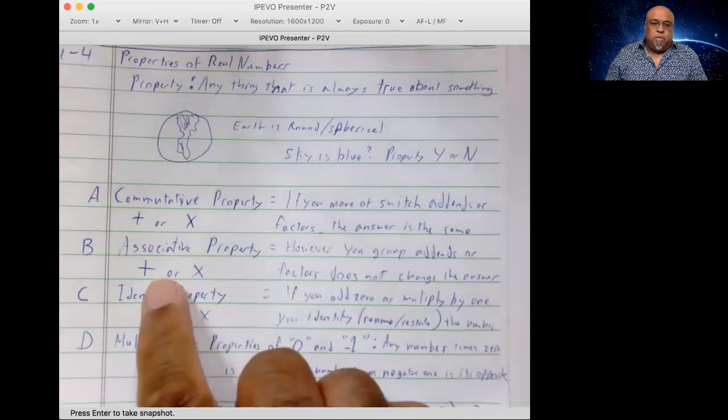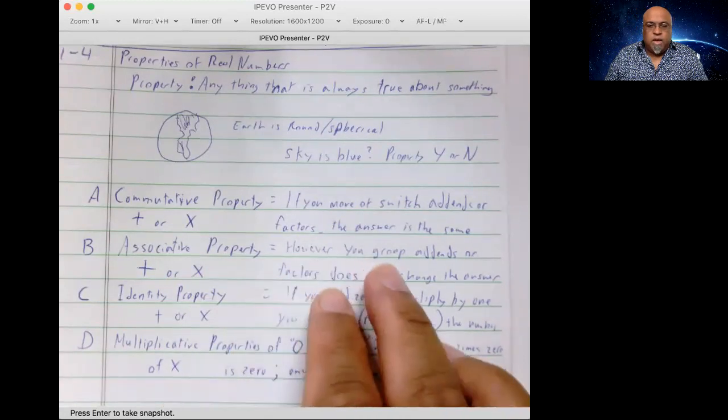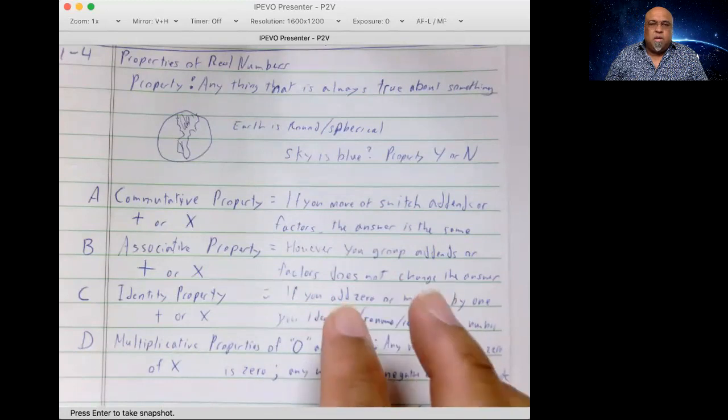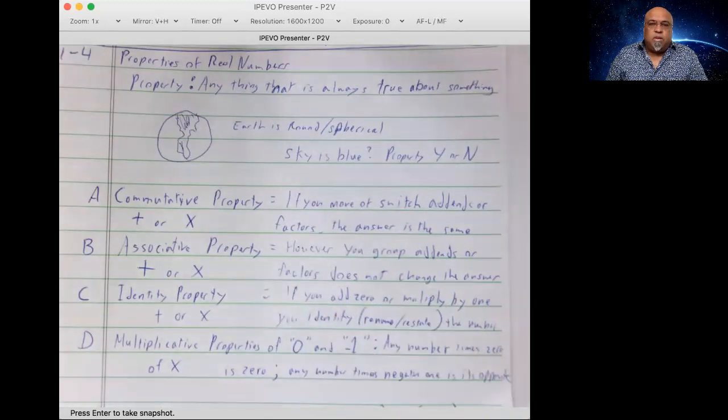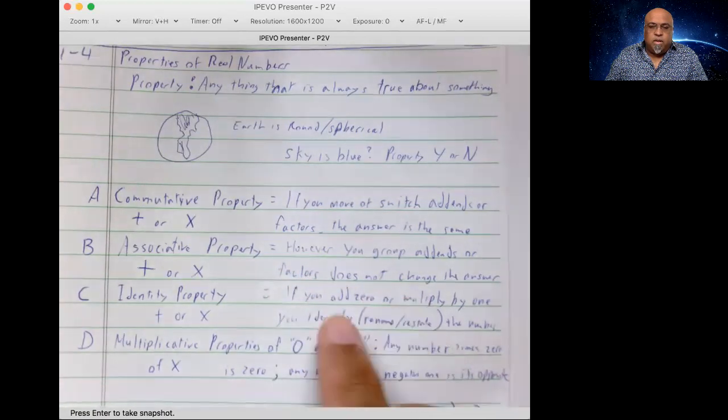Okay, let's take a look at B, the associative property. However you group your addends or factors does not change the answer. So if I group them by putting parentheses or brackets around numbers, let's say I have 3 or 4 numbers in a problem, then I can move those parentheses or brackets if it's all addition or all multiplication, and it won't change the answer. The identity property states this: if you add 0 or multiply by 1, you identify or rename or restate the number.